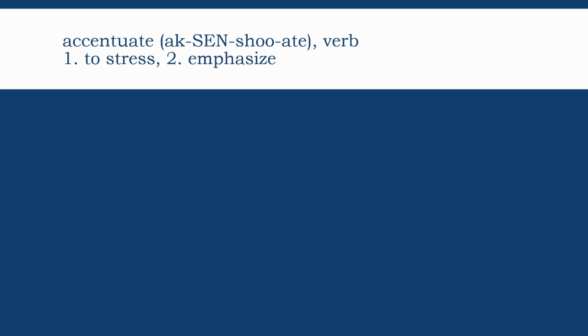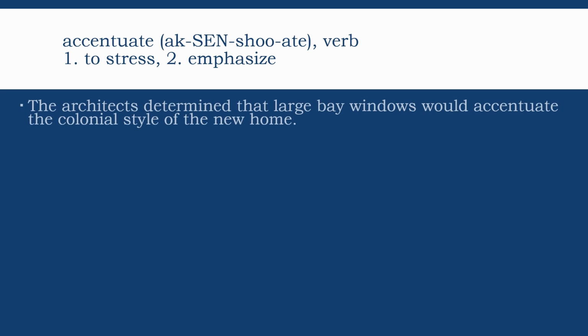Accentuate. The stress is on the second syllable. Accentuate is a verb which means to stress, to emphasize. It's to make a feature of something more noticeable. It's to put emphasis on a syllable, a word, or a phrase. It is to strengthen or heighten the effect of something.